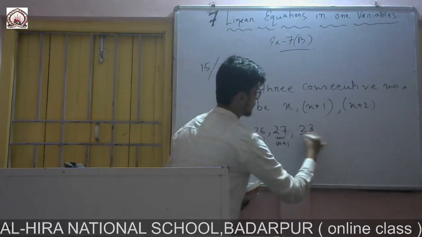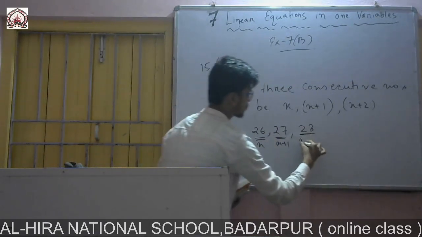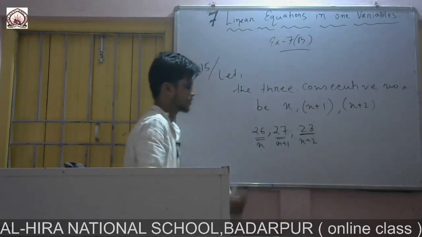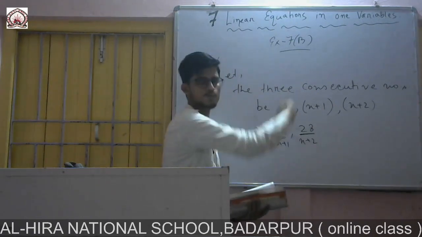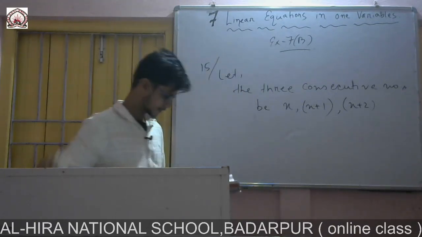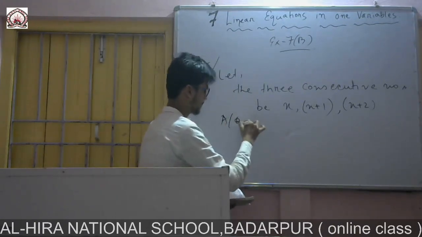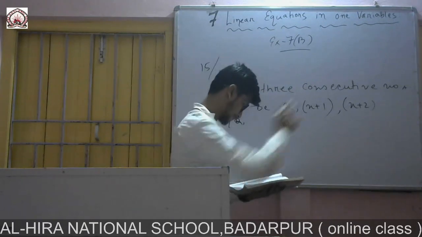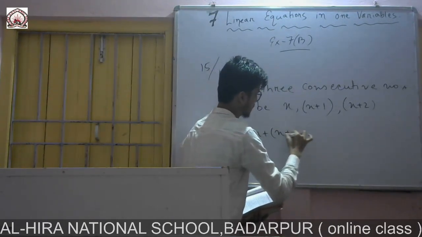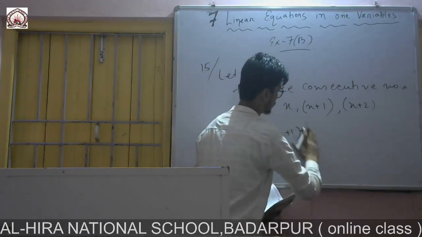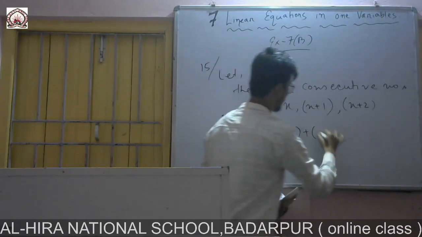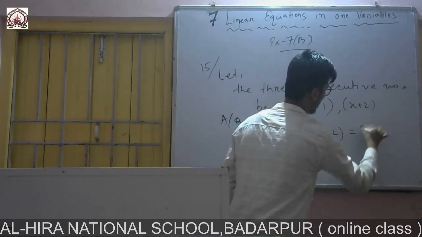Okay, then again if I add 2 to x, I will get 28: 26, 27, 28. So the consecutive numbers will be x, x plus 1 and x plus 2. Now you solve according to the question. The sum is given as 81. So x plus 1, plus sign will be in the middle. If I sum these 3, x plus (x plus 1) plus (x plus 2) equals 81.